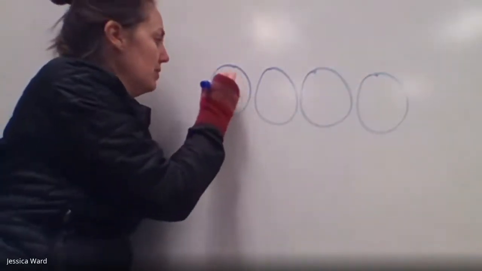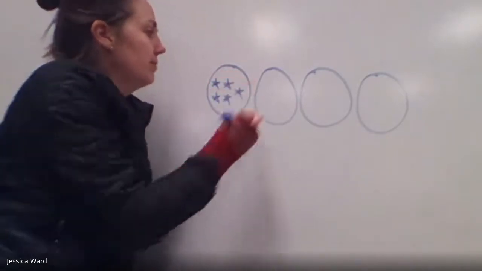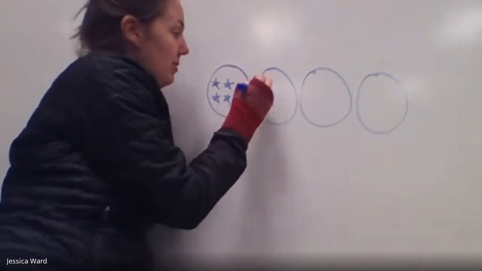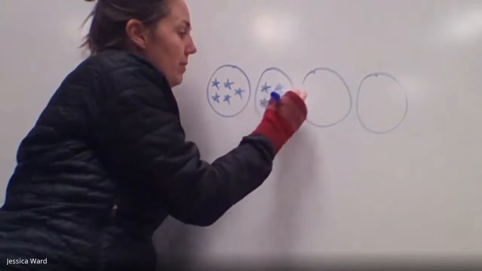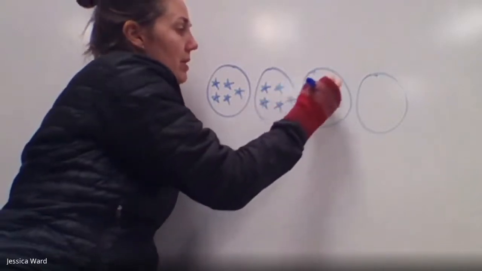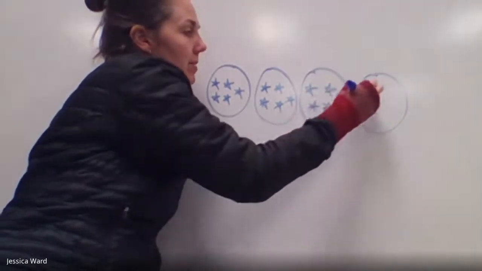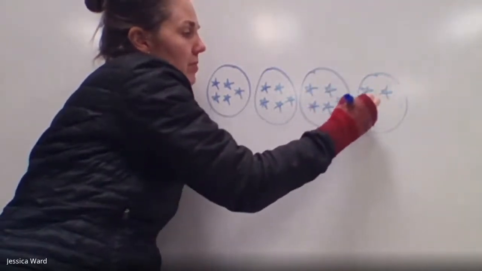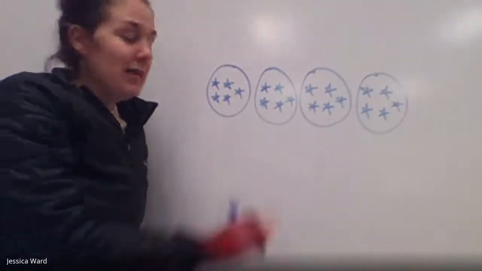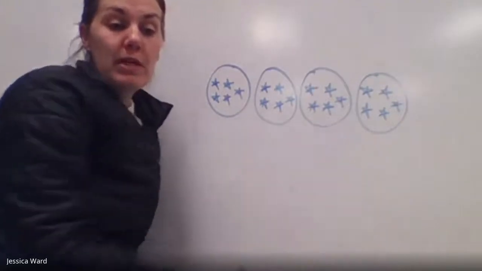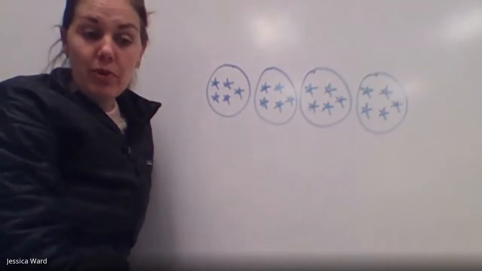1, 2, 3, 4, 5. Then I'm going to do the same thing in the next group, and the next two groups, counting 1, 2, 3, 4, 5 each time. So now I have 5 in each of my 4 groups. So you should have a similar picture drawn for A where it says draw equal groups.